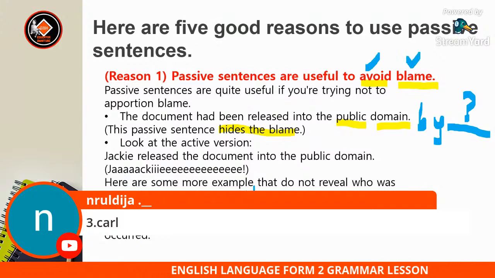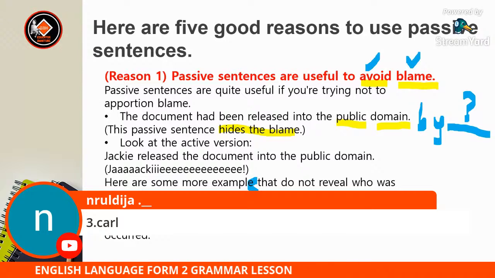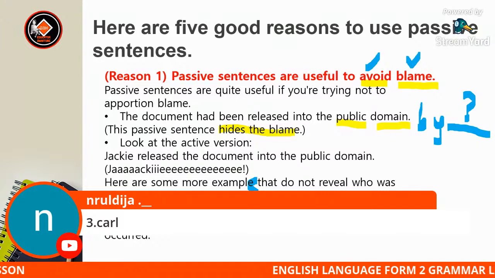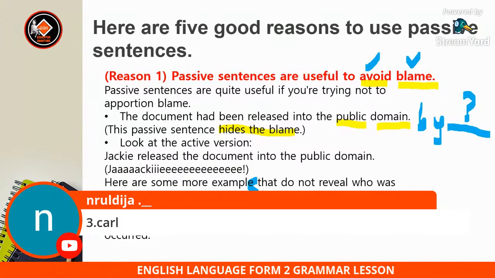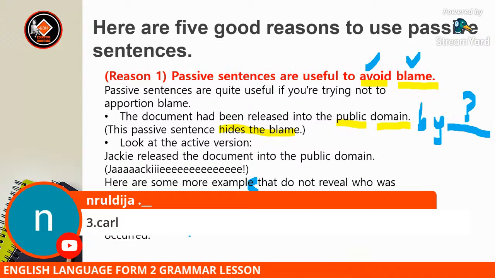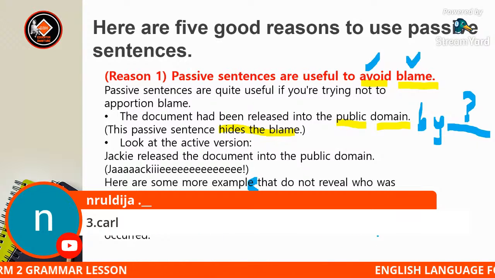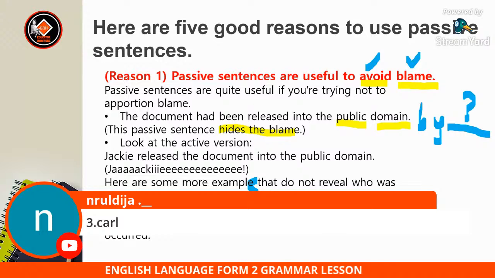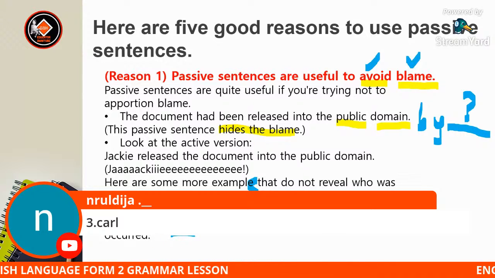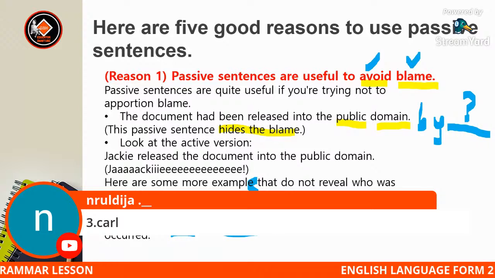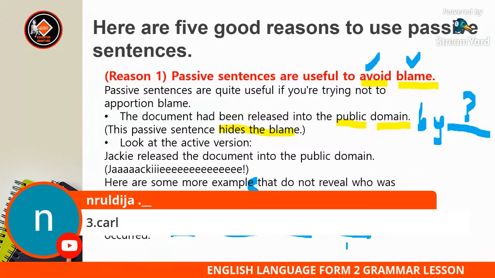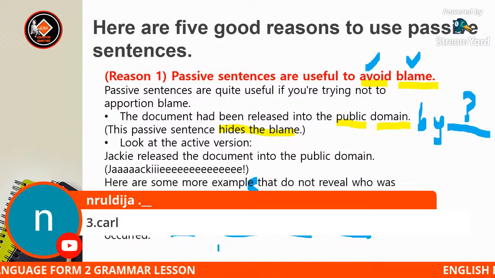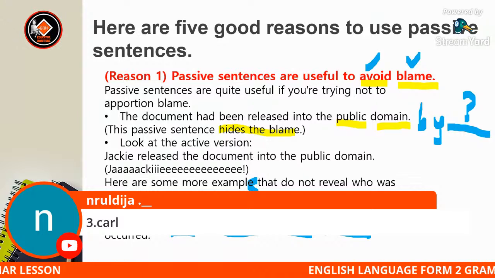Here are some more examples that do not reveal who was responsible. Bad advice was given. Who gave the bad advice? You do not know, right? A serious failing in standing operating procedure had occurred. Failing means gagal. Kegagalan yang serious in standing operation procedure, SOP, okay? So there is something wrong in the SOP had occurred. So who did the mistake? Nobody. It's not written here, right? So you avoid the blame.